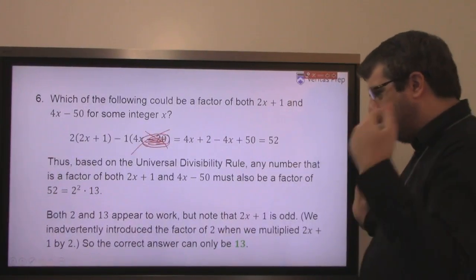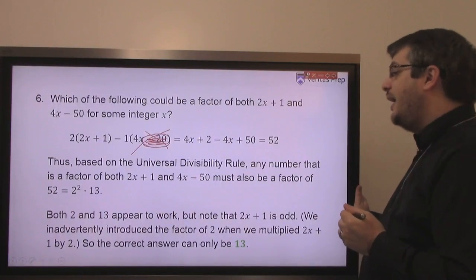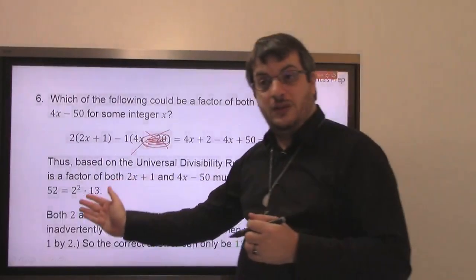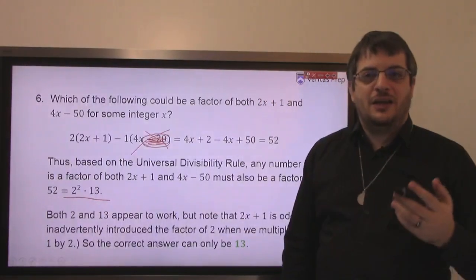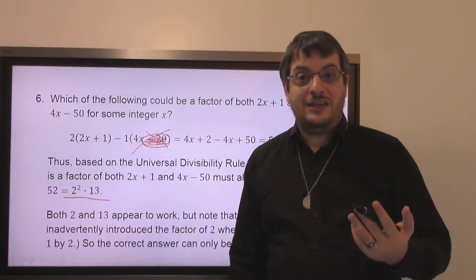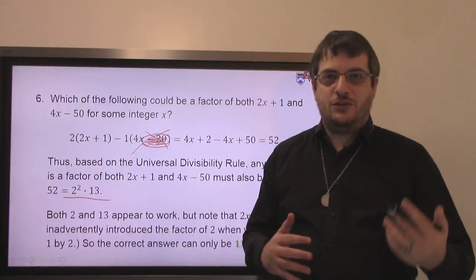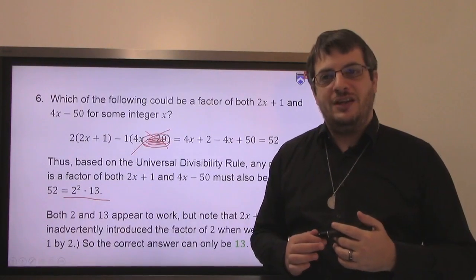I was tweaking this problem, and I think I tweaked it funny. Anyway, what I'm looking for must go into 52. And that means what I'm looking for must either be a 2, or maybe a 13, or maybe 2 times 13, or 2 squared, but it's got to be some of that stuff, right?